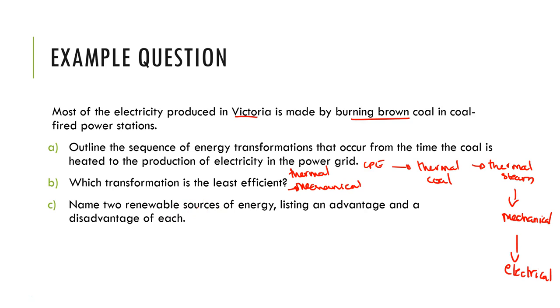Okay, so if we name 2 renewable resources of energy, listing an advantage and disadvantage of each, we could consider solar power. An advantage being that it is free and non-polluting. Okay, solar panels aren't free, obviously, but the energy from the sun itself is. A disadvantage being the access to sunlight hours, so on cloudy days or things like that, you reduce the power.